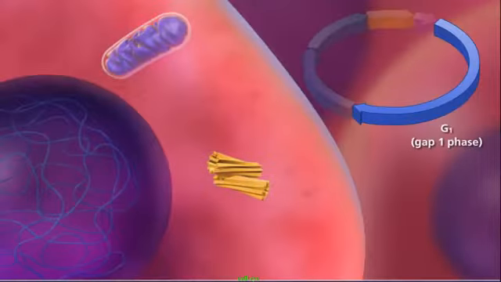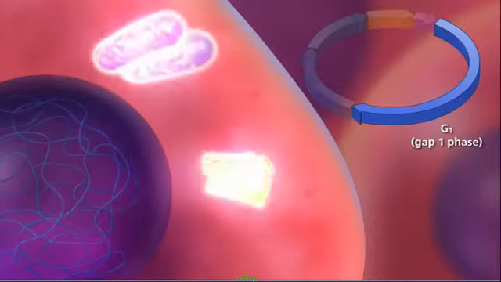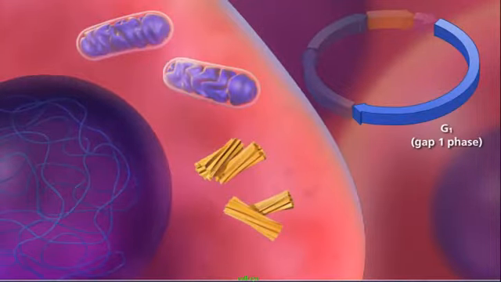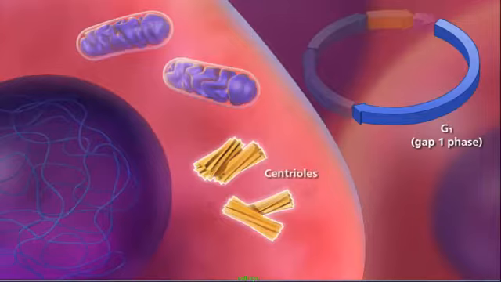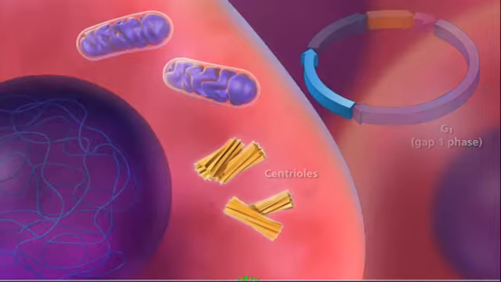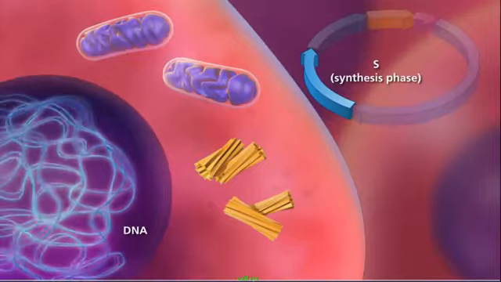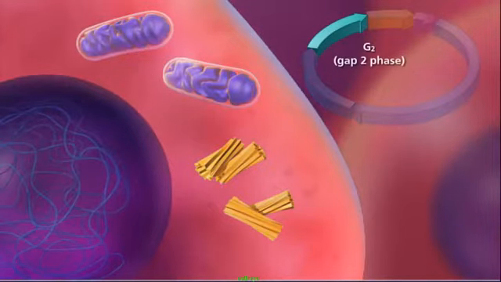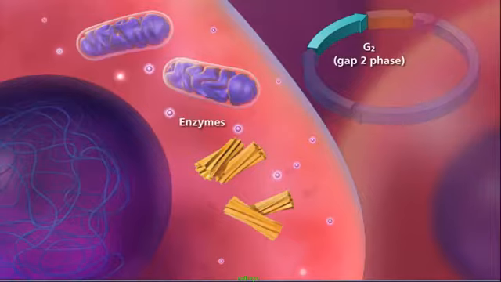During G1 or Gap1 phase, all the organelles and cytoplasmic components, including the centrioles in animal cells, replicate. Then during S or synthesis phase, the DNA replicates. Finally, during G2 or Gap2 phase, all the enzymes needed to aid in the process of cell division are produced.